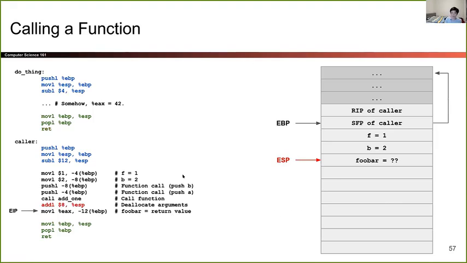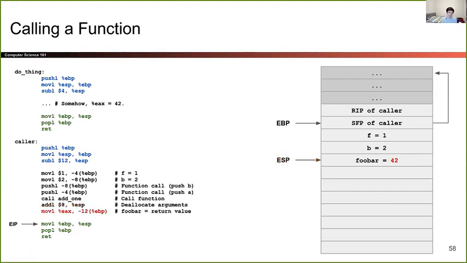Finally, we're using the return value of this function. We know that the return value was returned in EAX, and we're going to store that into foobar, which we know is 12 bytes below the EBP. So we move the value from EAX into 12 bytes below the EBP.